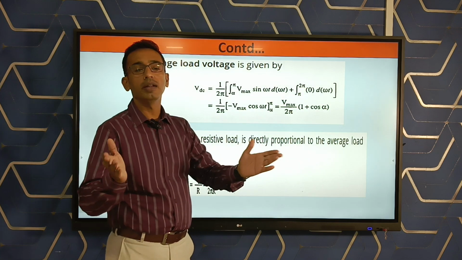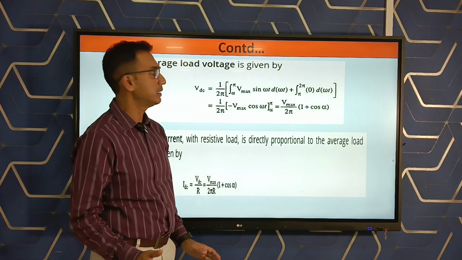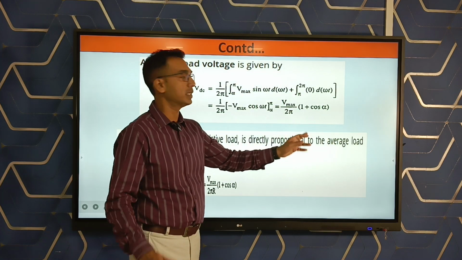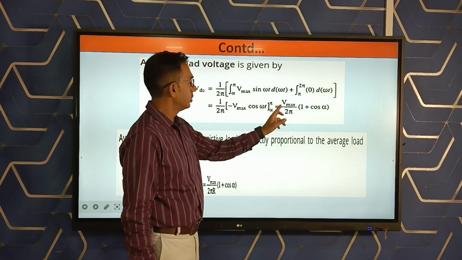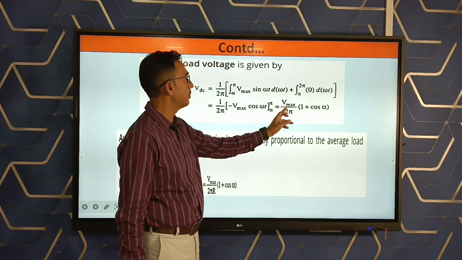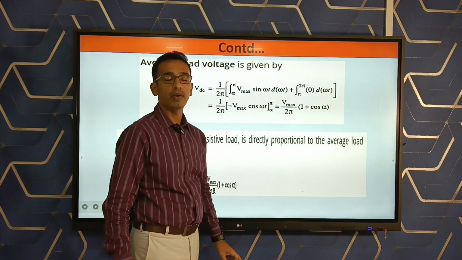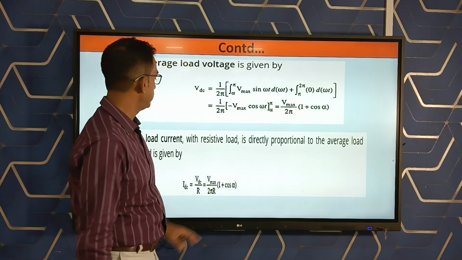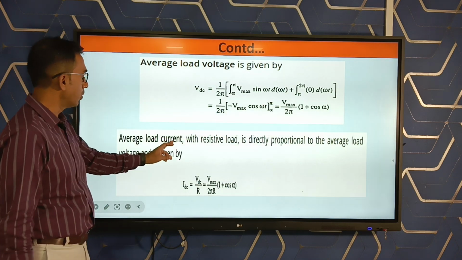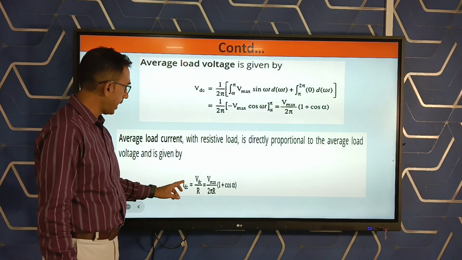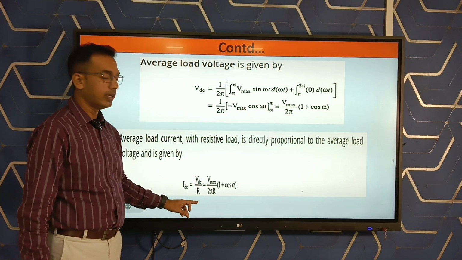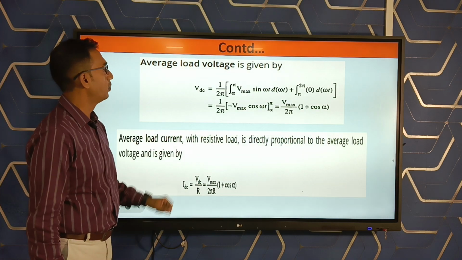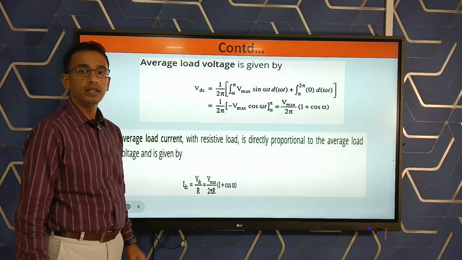That is our input AC voltage. From alpha to pi it is conducting, and from pi to 2 pi it is not conducting, so it is 0. So finally the voltage we get is V maximum by 2 pi times 1 plus cos alpha. Alpha is called the firing angle. That is VDC, the DC output voltage. And the average load current or DC current: IDC equals VDC by R, that is V maximum by 2 pi R times 1 plus cos alpha. So this is the output voltage formula and output current formula.